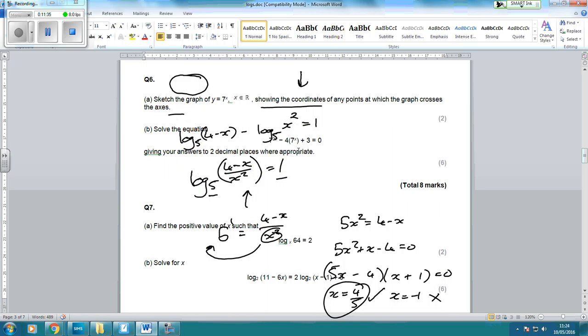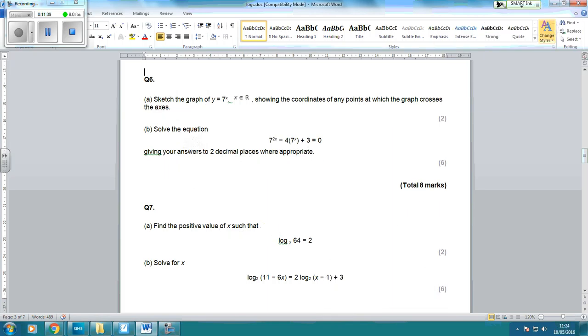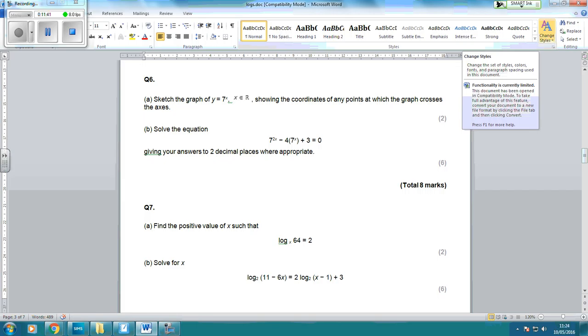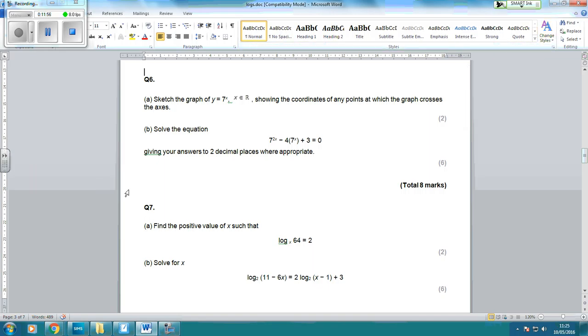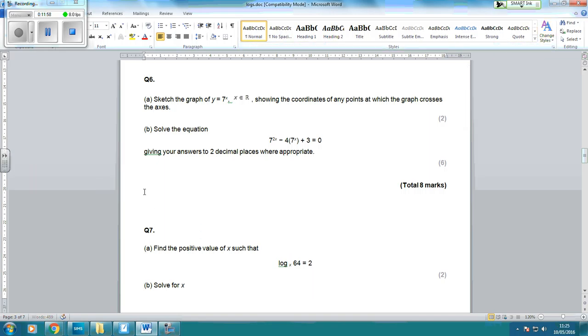Okay, question 6. Again, I'm going to repeat myself so much during this video, but that's okay. As long as you start to take in a load of the log laws, that's all that you're meant to be doing with this. However, this one's slightly different. So we've got 7 to the power of 2x minus 4 lots of 7 to the power of x plus 3 equals 0. Now, it almost looks like a quadratic, and that's because it is.